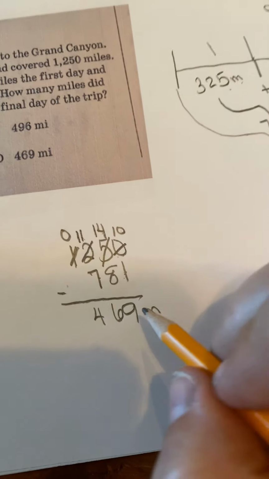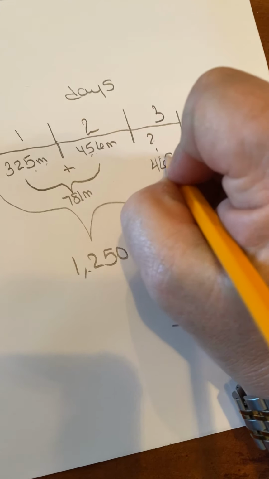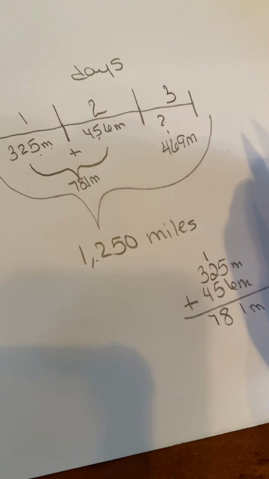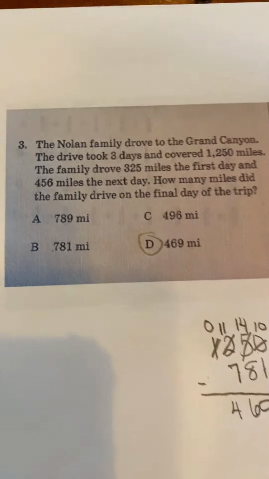So in my last part, this piece that I was missing up here, I know that this number is 469 miles. So when I go up here to my problem, I know that the answer is going to be D.